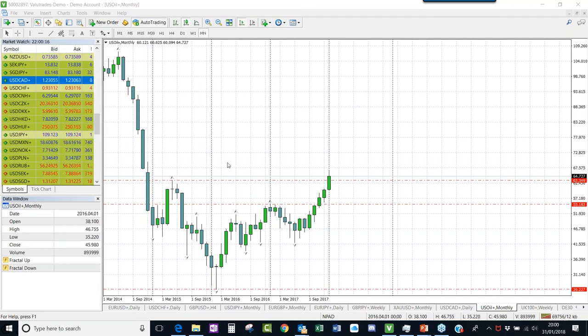But we'll have a little look at a couple of charts, just to give you a little bit of an example of how we would look at doing this on our own particular charts.